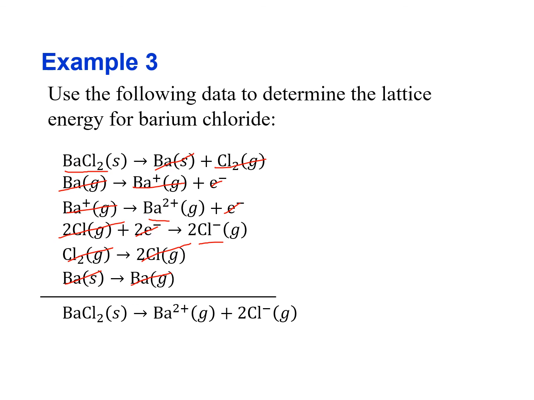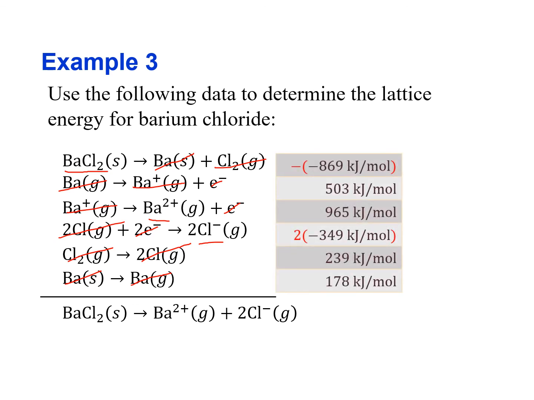So again, you can see when I do that, I get my target equation, which is the definition of lattice energy. Again, what we really care about here is the actual number. So essentially, most of these stayed the same except for that first equation, which we flipped. That's why I put the negative sign on it. And the fourth equation, which we doubled. So I doubled the delta H value. You can then go ahead and add these all up. And when you do that, you'll get your answer here of 2,056 kilojoules per mole.